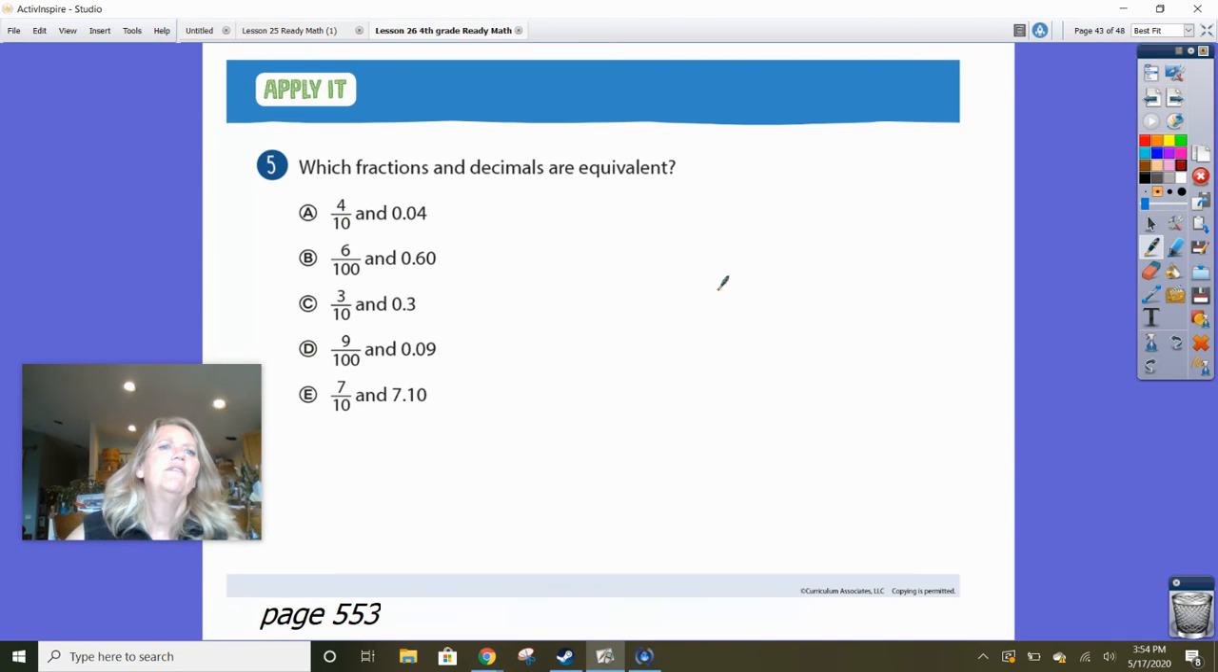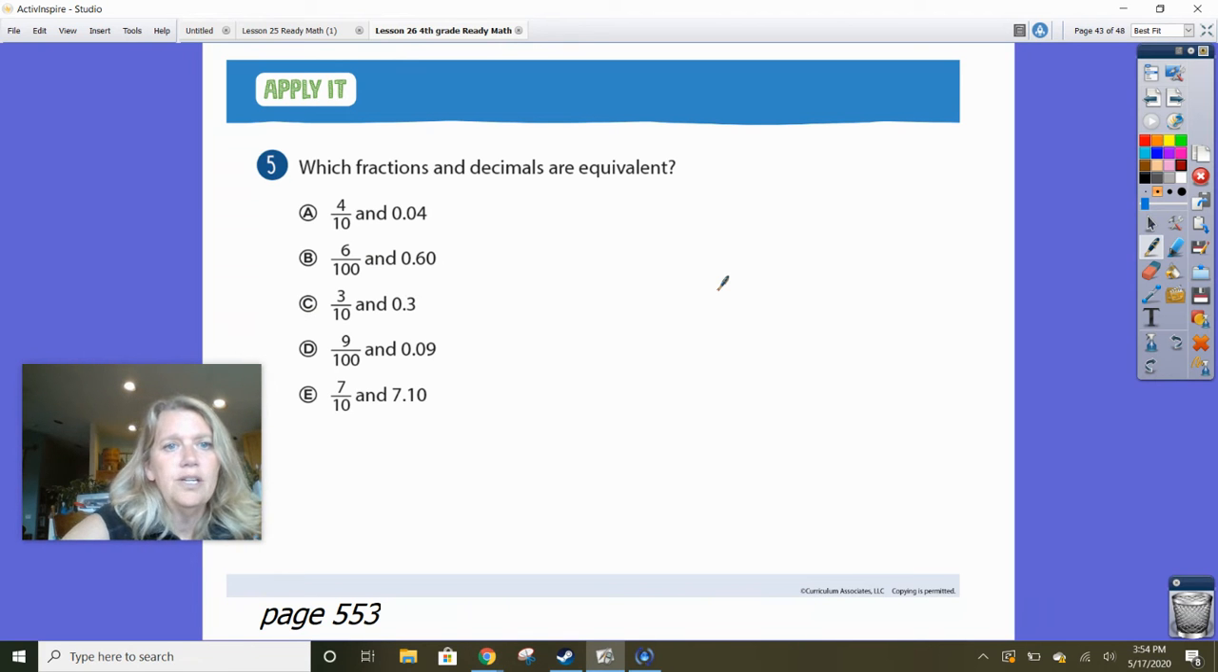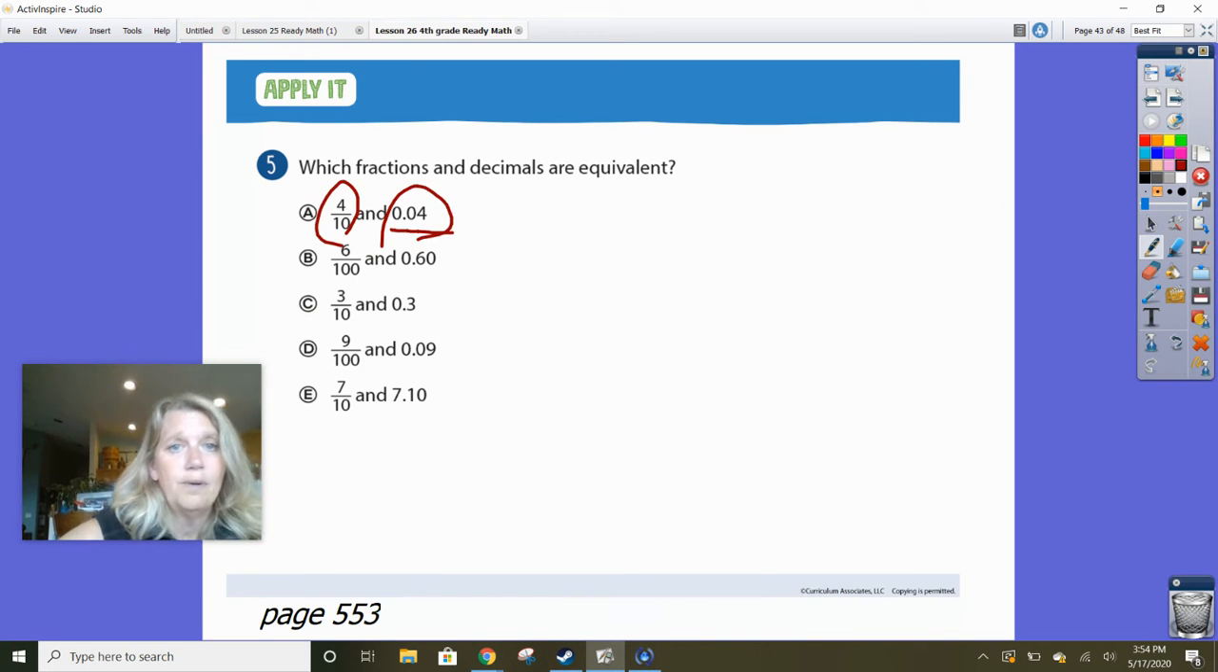Number 5, which fractions and decimals are equivalent? So for the first one, you have to check them all. A, B, C, D, E, because we got to check them. How do we know? So the first one, you'll notice that I like to say them 4 tenths, and this one I don't say as 4 tenths. I say 4 hundredths, right? So if this was money, this would be 4 dimes. This is 4 pennies. Are they equal? No, do not choose A.